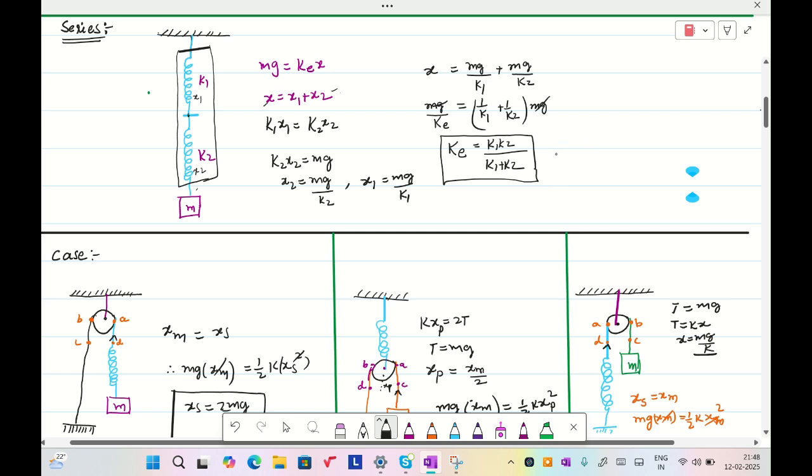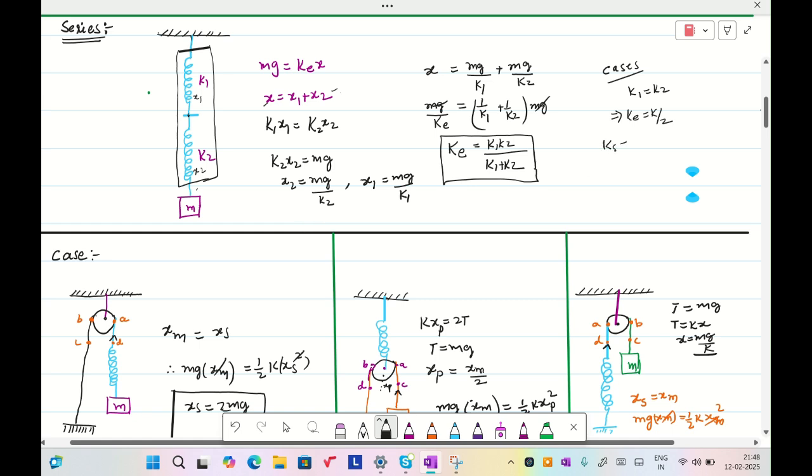The same thing will apply in simple harmonic motion also. Coming into cases, if both the springs are equal, K1 equals K2, so that implies K effective is equal to K by 2. And if there are n number of springs, in series the K value decreases, in parallel the K value increases.